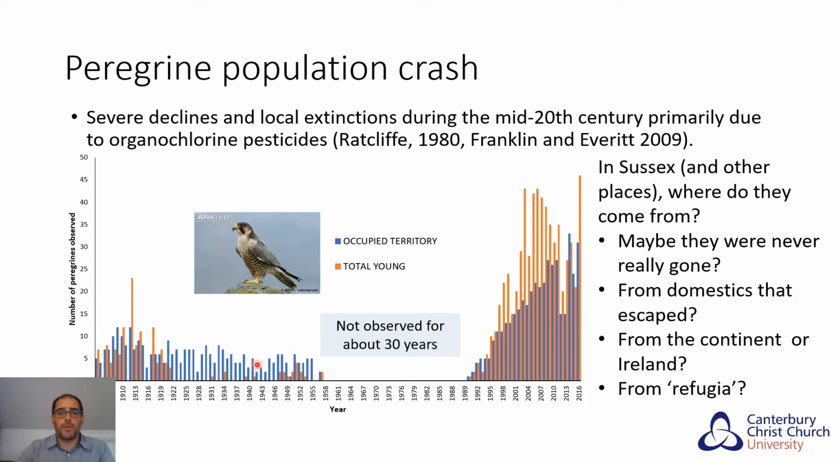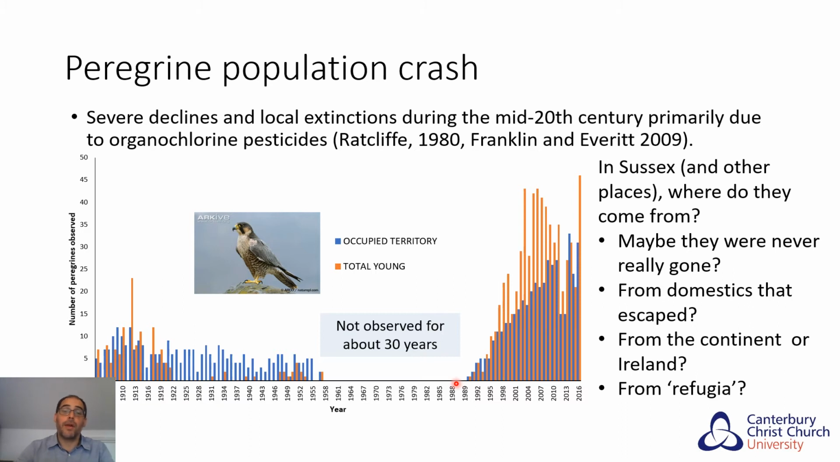Then we have World War II, but the peregrine falcons, although they have been persecuted, they were still there. But at some point after World War II, we started using organochlorine pesticides quite intensively. And this is believed to have brought the peregrine falcon into steep decline. And around 1955, 1958, we don't see any breeding pairs anymore for 30 years, and that's from Sussex.